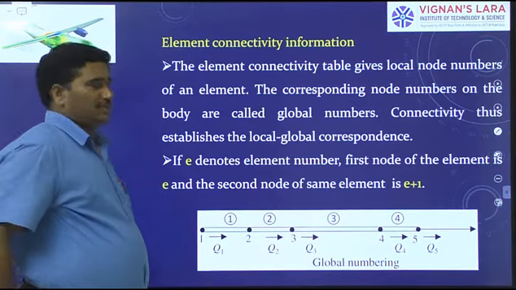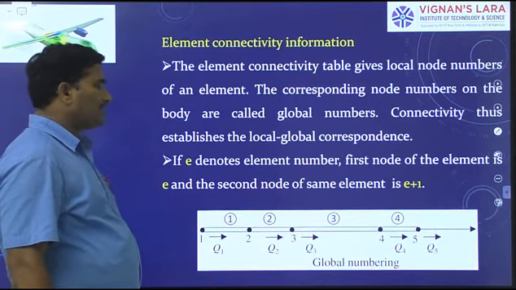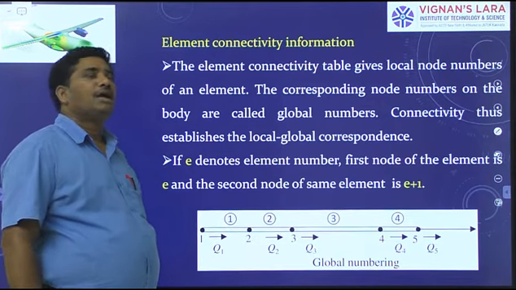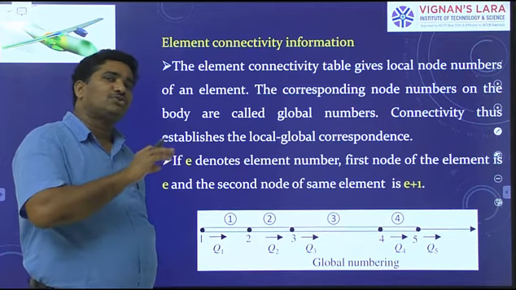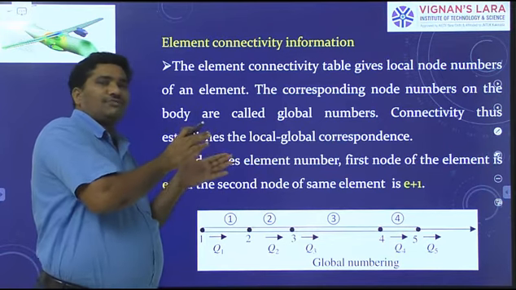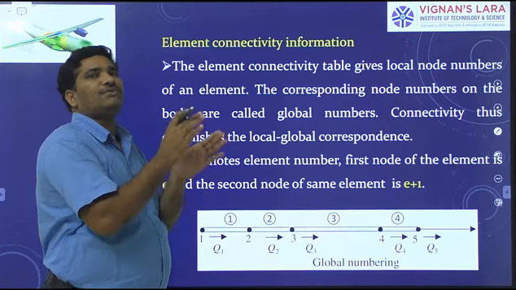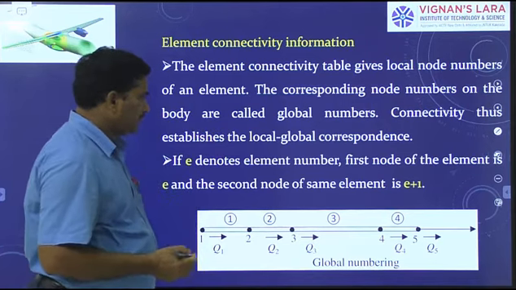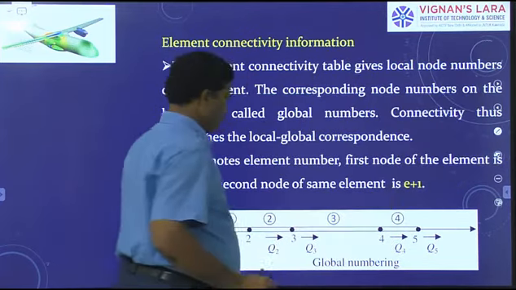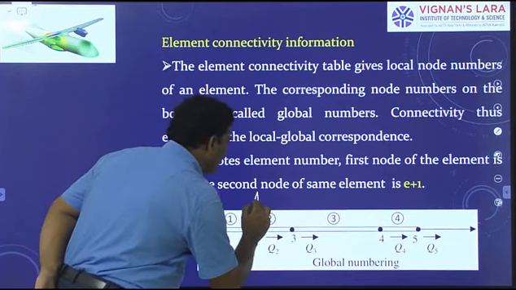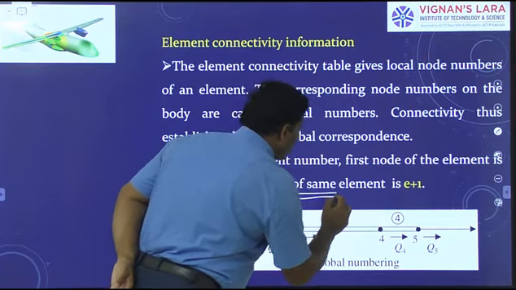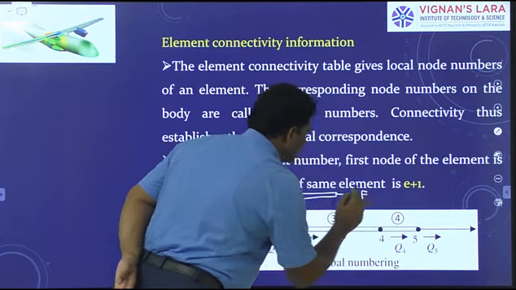Element connectivity information. We discretize the domain into subdomains and we give numbering to all the nodes. Now the question is, what is the first node of the first element and what is the second node of the first element? See here, I take an example and explain. I take a bar like this again, a bar of uniform cross section. It is supporting a tensile force like this.